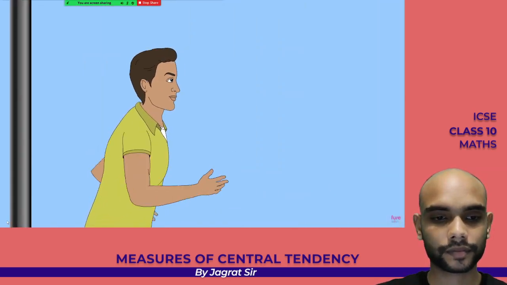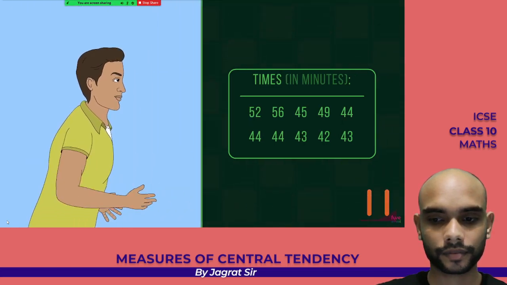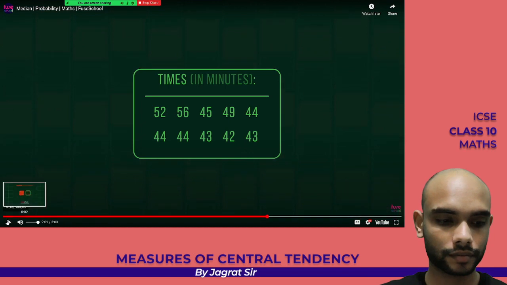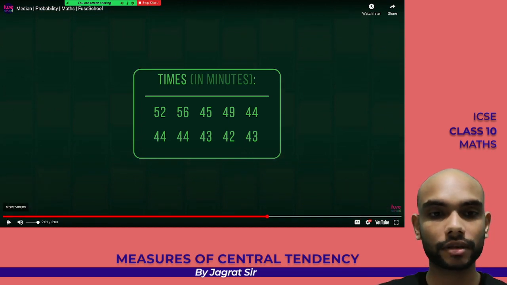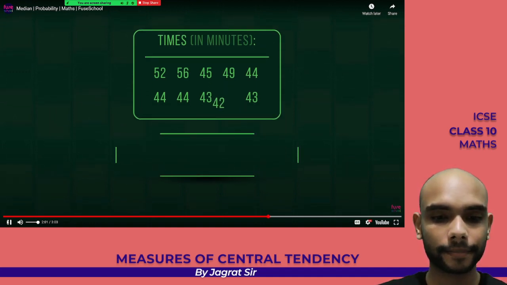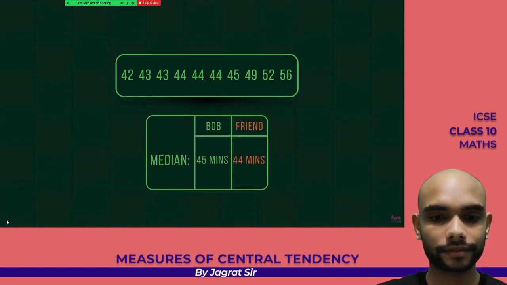Bob's friend is also running the race. Whose median is faster? Pause the video and work it out. Guys, pause the video and try to do this yourself. Then only come back and look for the answers. Pause the video. Did you get 44? Bob's friend has a faster median.